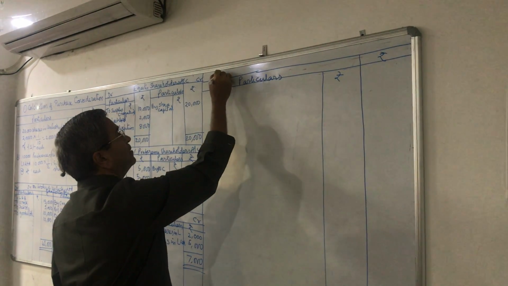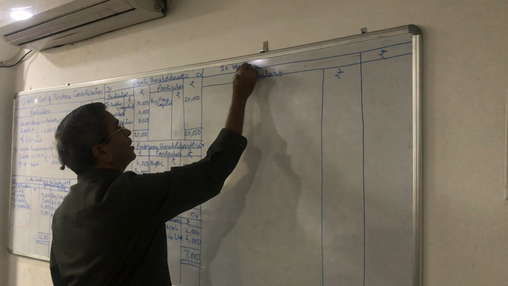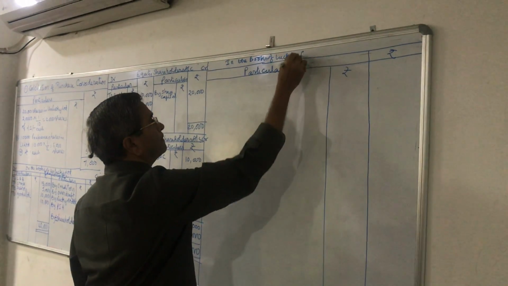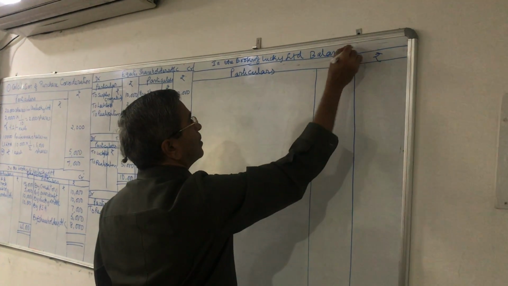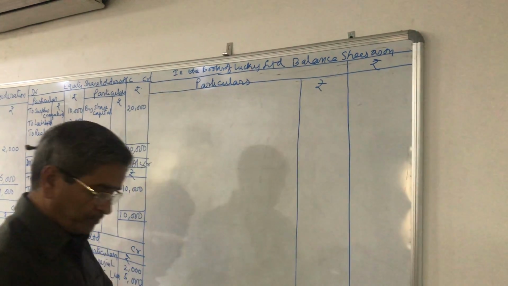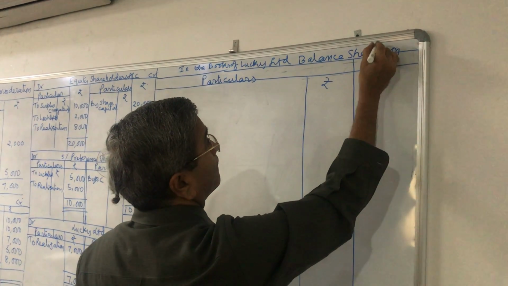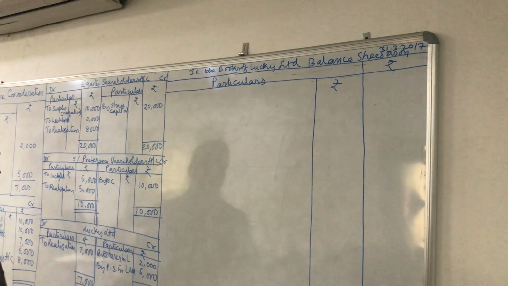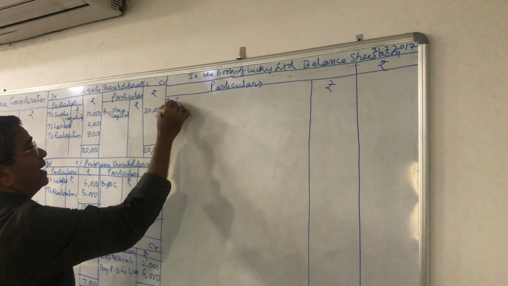So, Lucky Limited, in the books of Lucky Limited, balance sheet as on 31st March 2017. Now, the first item will always be capital and liability.